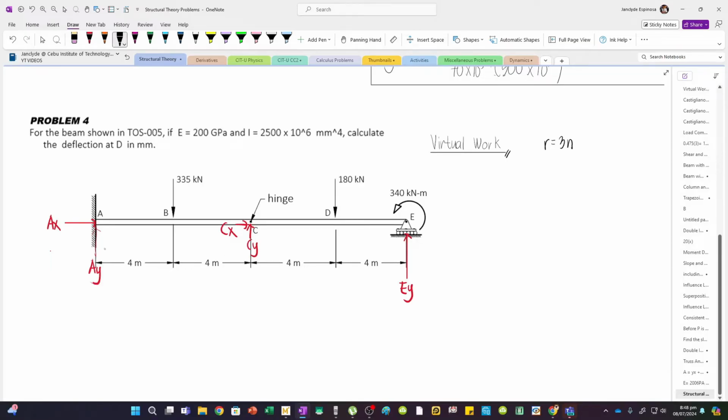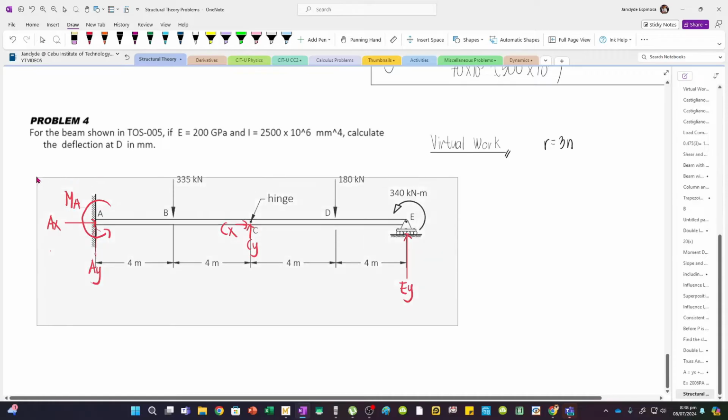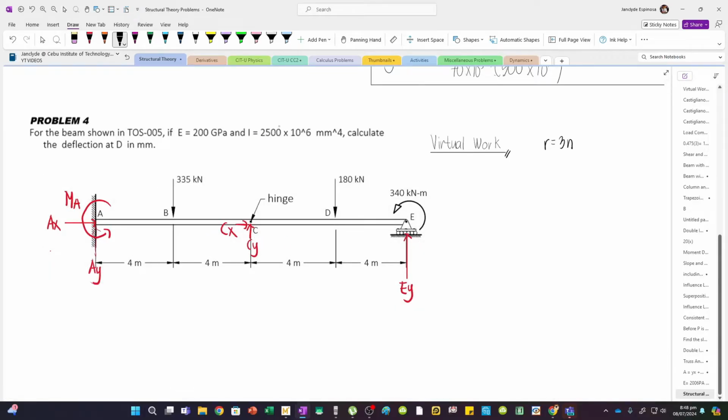Tama ba? 1, 2, meron pa pala tayong moment reaction, which is MA. So, our total reactions is 6. 1, 2, 3, 4, 5, 6. Therefore, we have 6 equals 3 times the number of members. We have 2 members. This is 1. And then since we have an internal hinge, then this is split into 2 members. So, 1 and 2. And so, 6 equals 6.